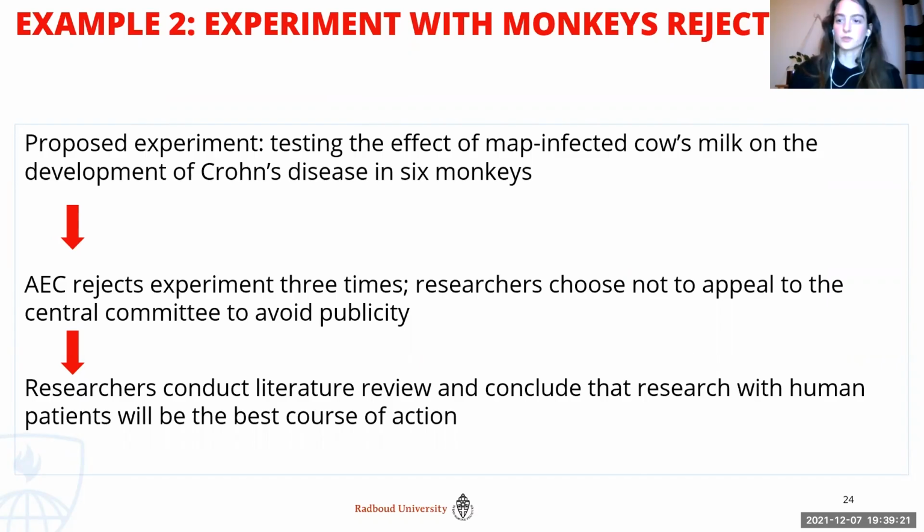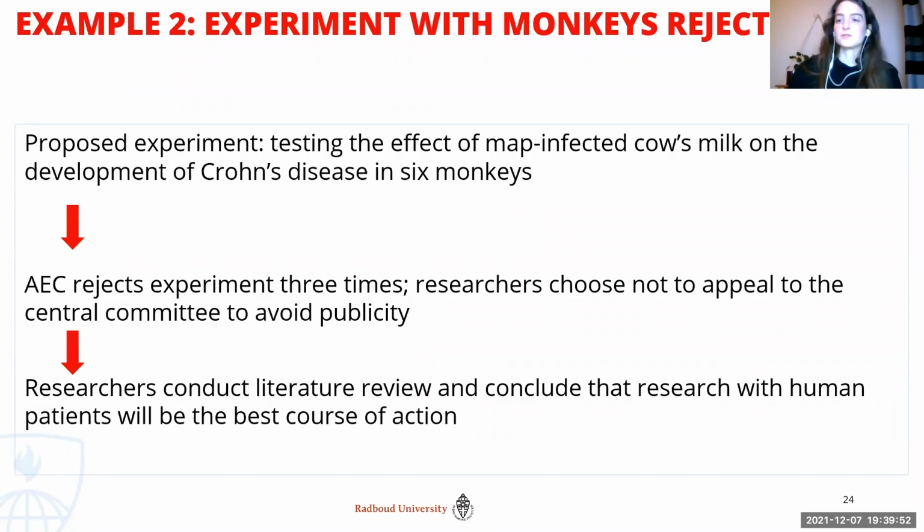And they wanted for a long time to feed the monkeys cow's milk that was infected with this mycobacterium, and then high doses of this bacterium. The Animal Experiments Committee reviewed the experiment 3 times, and they rejected it every time for several reasons. One of the reasons was just the scientific quality of the experiment. They called it an aimed shot in the dark.